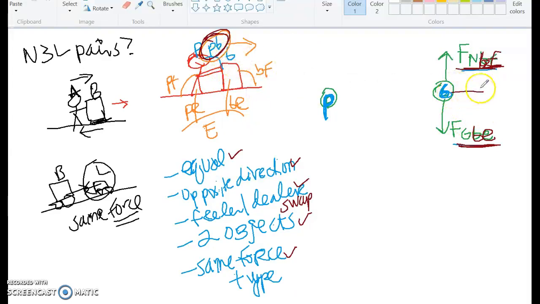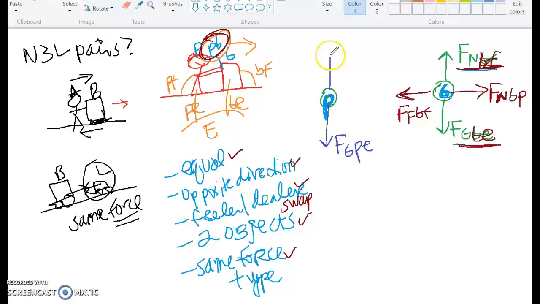So let's keep looking. We see that the person pushes the box and BP, so that's the normal force on the box from the person. And we know we're going to have to have some friction, box floor, because this has to be balanced, a little bit bigger, because the box is, let's say, not moving. Now let's look at the person. The person has his own weight, force of gravity on the person from the earth, and force of the normal, person floor.